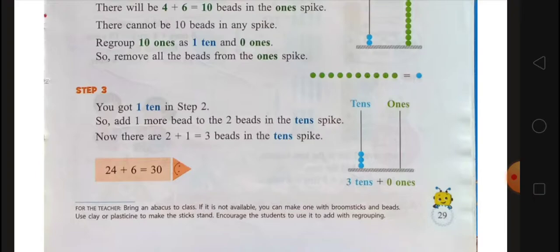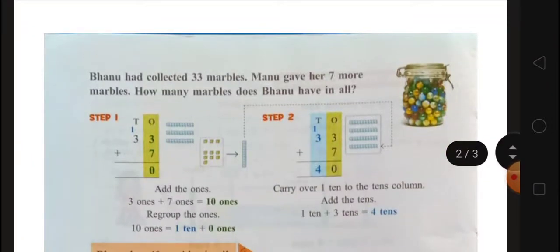Now come to the next example on the next page. Bhanu had collected 33 marbles, and Manu gave her 7 more marbles.